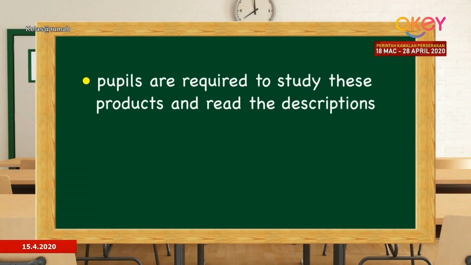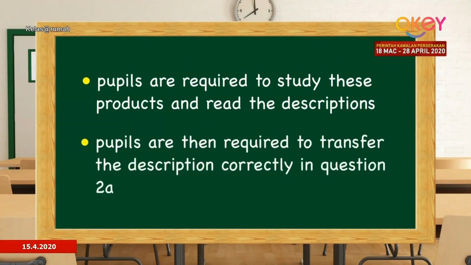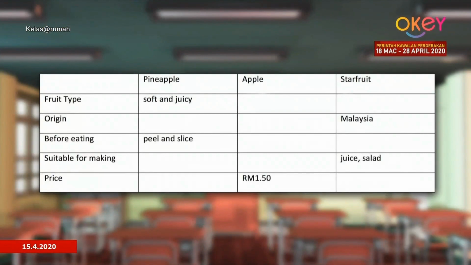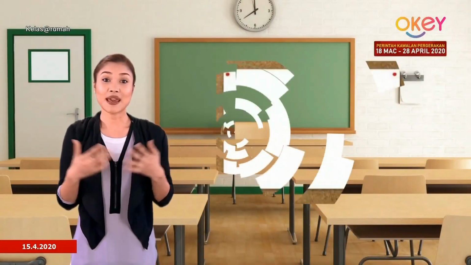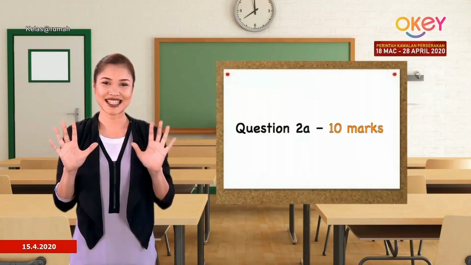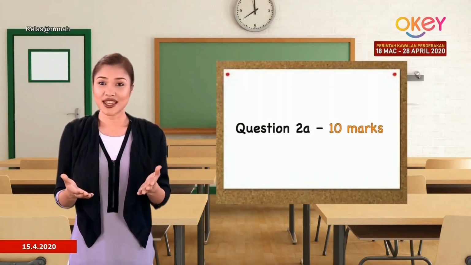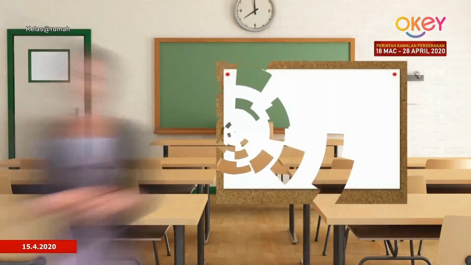Pupils are required to study these products and read the descriptions. Pupils are then required to transfer the description correctly in question 2A. A table is given with some missing information. Based on the information given, pupils are to synthesize what they have read in the text and lift only the most important information. Each information is worth 1 mark, making the total for question 2A 10 marks. So read the information in the table carefully.